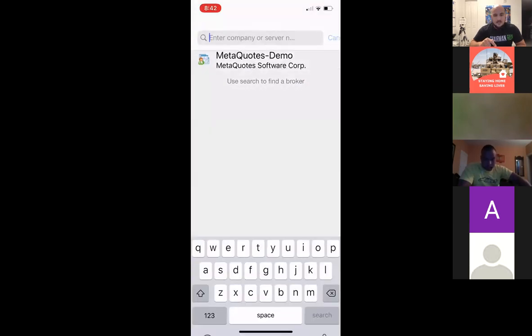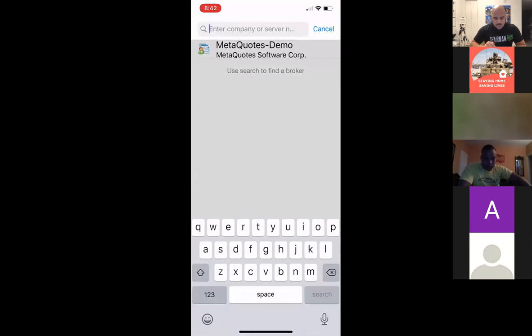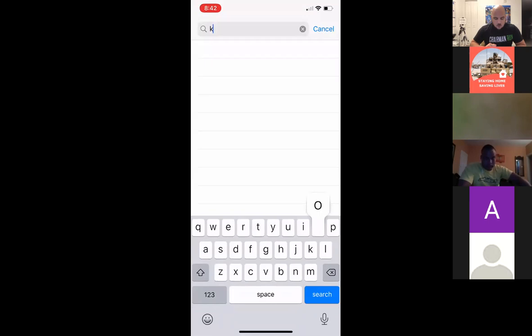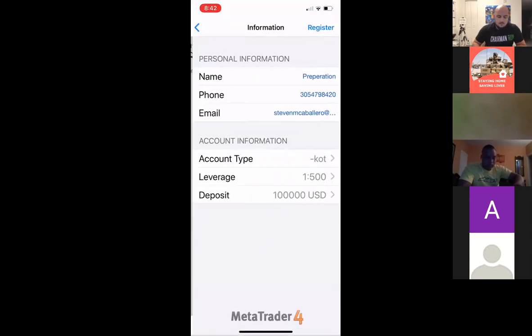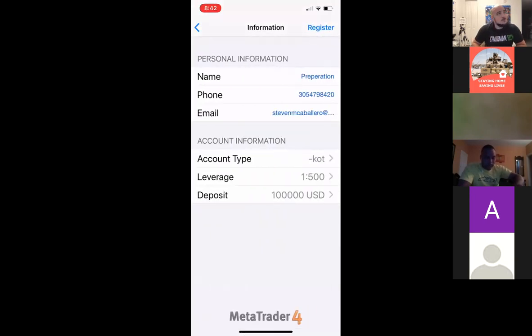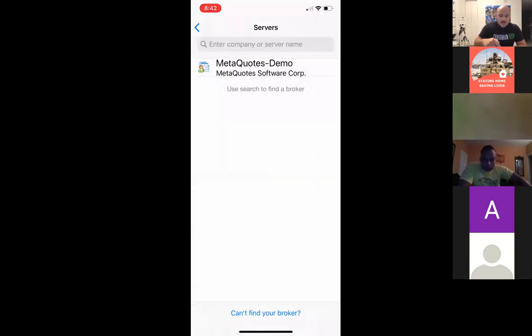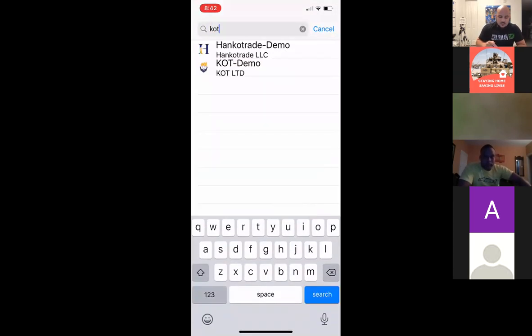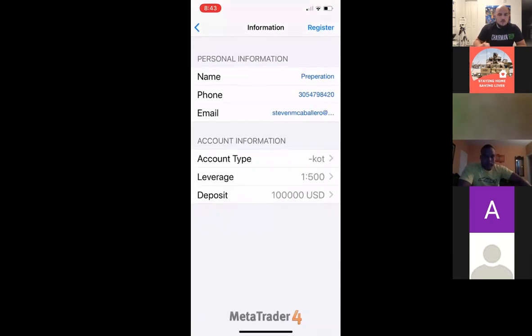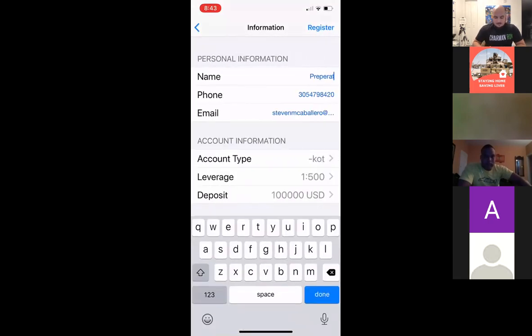What you're going to do is in that chat box, you're going to type the letters. I'm going to use the one that I use. KOT, and you guys see how it says KOT demo? Click that. Boom. Then you're going to enter your information there. So I'm going to go back just so you guys see it. This is what your screen looks like. Go in there, type in KOT, click demo, boom. Put your name there.